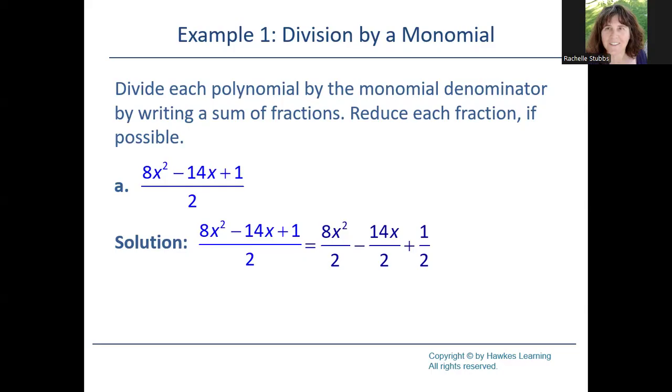And then I could do some simplification. 8x squared over 2 is really the same as 4x squared, isn't it? And a negative 14x over 2 is the same as a negative 7x, and then plus the 1/2. And so if I were to show the division, this is the result. This is what I would get, okay?